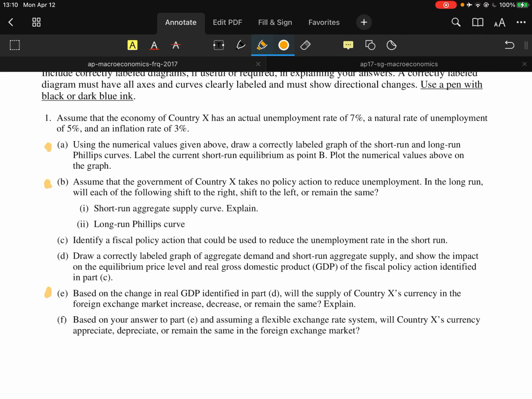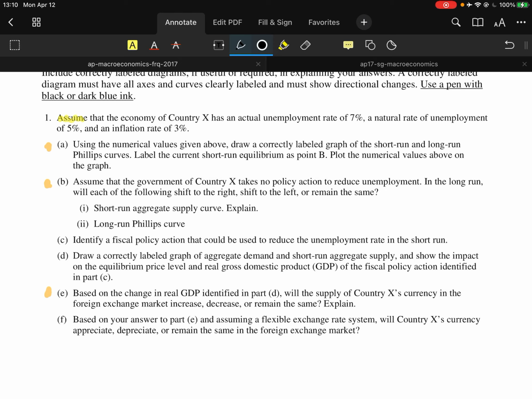Okay, so A. Remember at the very beginning, apologize for using different colors, we have an assume, so that gives us information necessary to start what we're going to do. In A, it says, using numerical values above, draw a correctly labeled graph of the short run and long run Phillips curves. Okay, you can probably remember what SRPC and LRPC look like. But you may be stressing out about the next sentence because label the current short run equilibrium as point B. Where does point B go? And then plot the numerical values above on the graph.